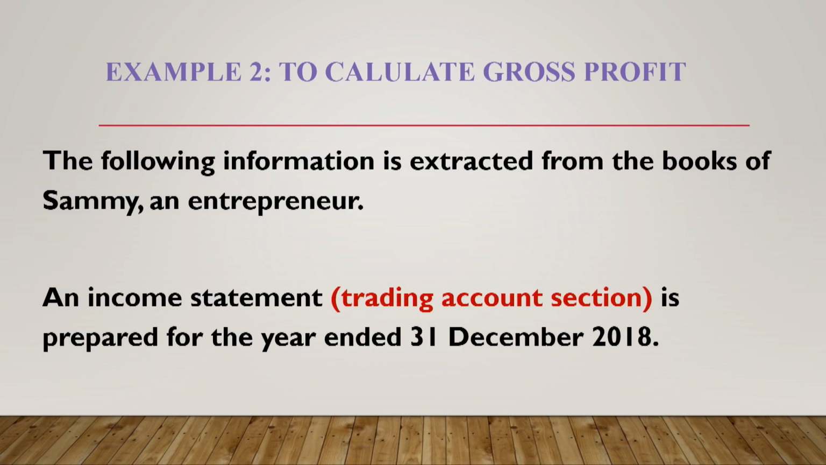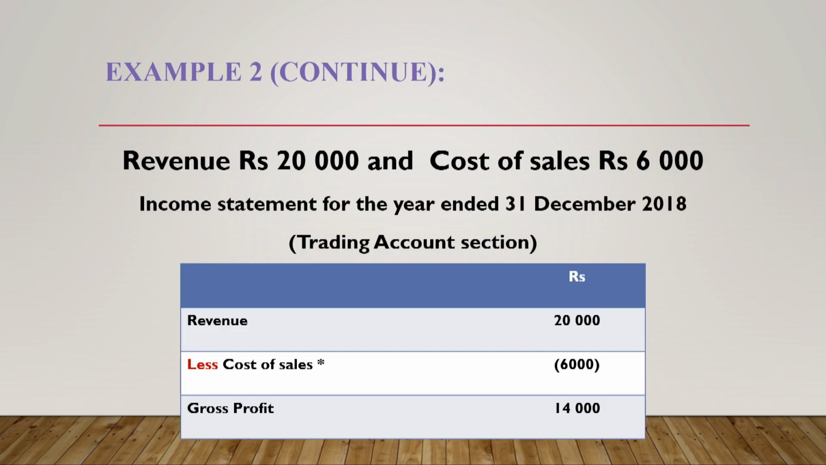Let's now look at a second example. The following information is extracted from the books of Sami, an entrepreneur. An income statement is prepared for the year ending 31st December 2018. Here, revenue amounts to 20,000 rupees and cost of sales amounts to 6,000 rupees. So, to obtain the gross profit, we need to take revenue of 20,000 rupees minus the cost of sales of 6,000 rupees, and this will give us a gross profit of 14,000 rupees.